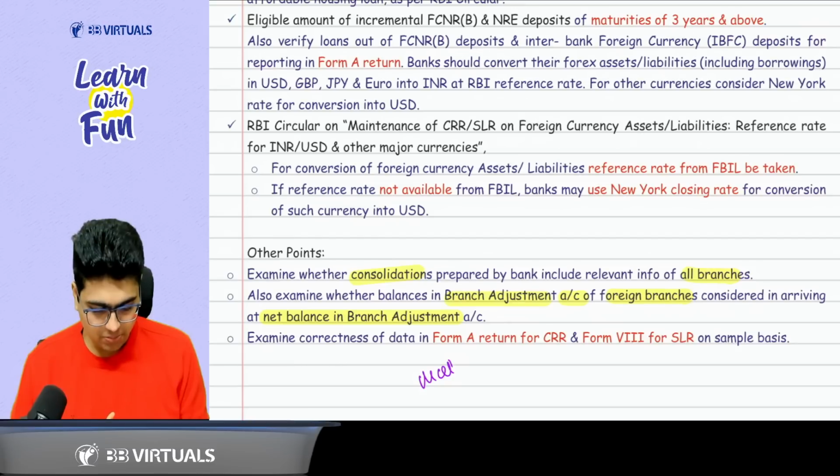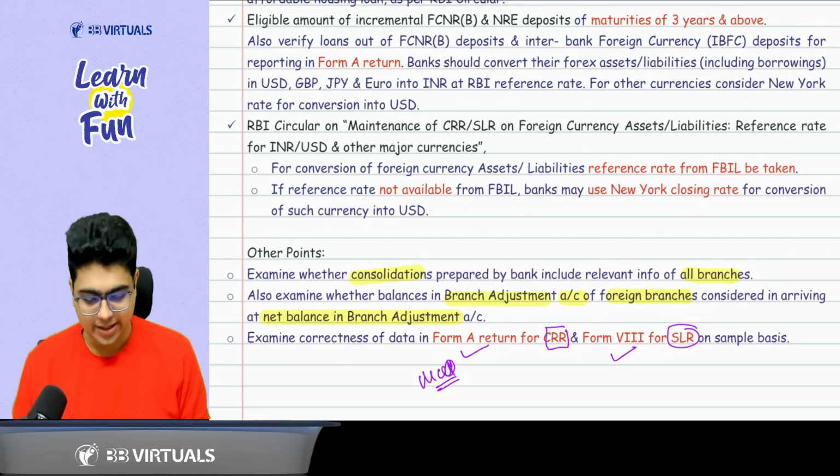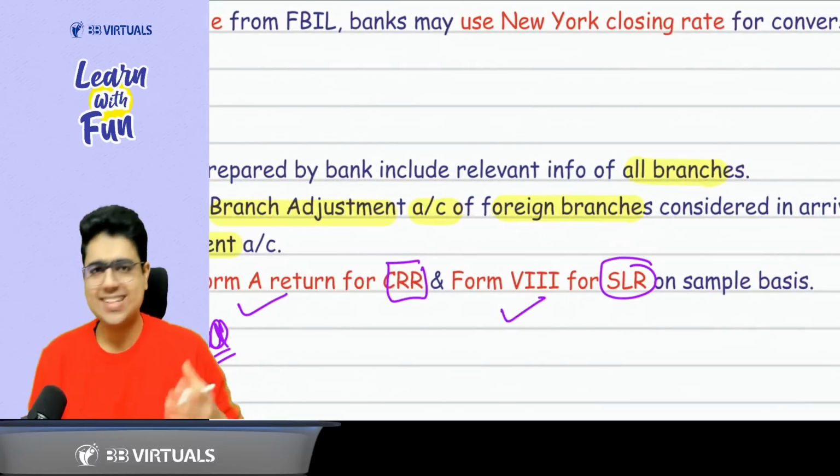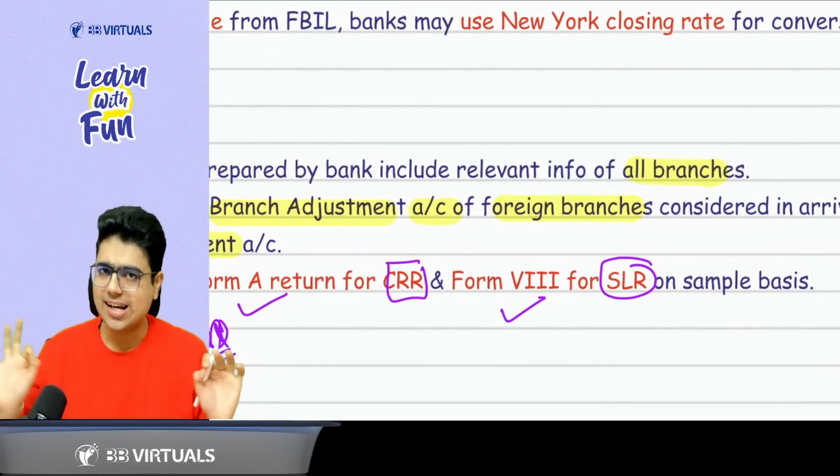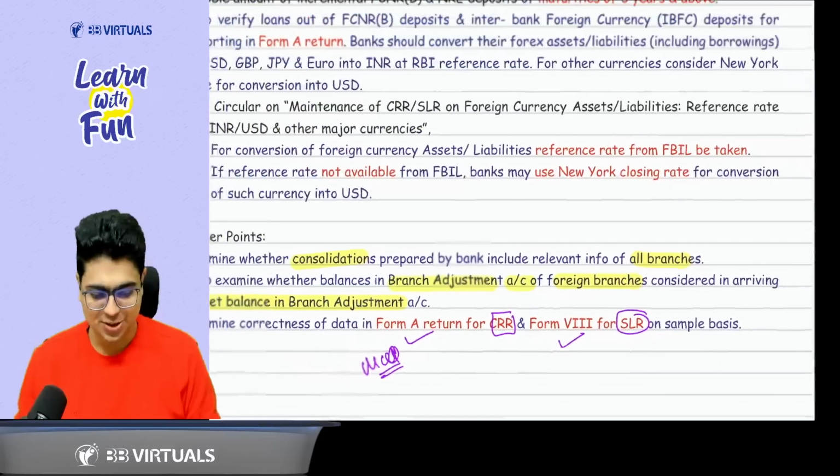Just for the MCQ purpose, please remember that for CRR, there is a Form A return, and for the SLR, there is a Form 8 return. So A and 8. Say with me, A and 8 both are rhyming. So this should be done.